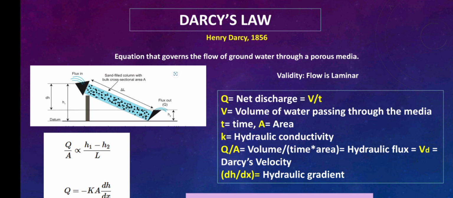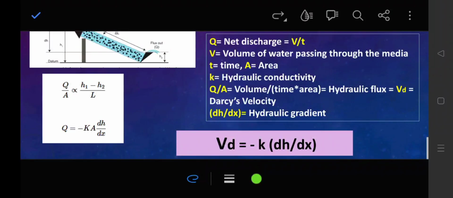Finally, coming to Darcy's law, which was given by Henry Darcy in the year 1856. This law governs the flow of groundwater through a porous medium when the flow is laminar in nature. Darcy's law simply states that the velocity of the flow through the porous media, which is also known as the Darcy's velocity, is directly proportional to the hydraulic gradient. Mathematically, the Darcy's velocity, or Vd, is equal to minus K, which is the hydraulic conductivity, into dH/dx, which is the hydraulic gradient.